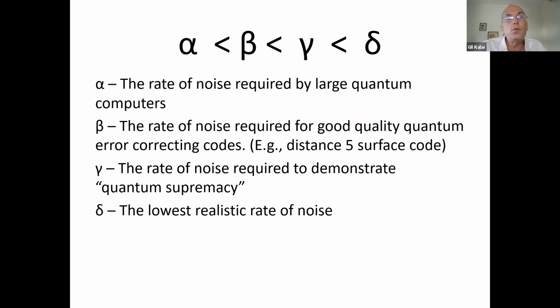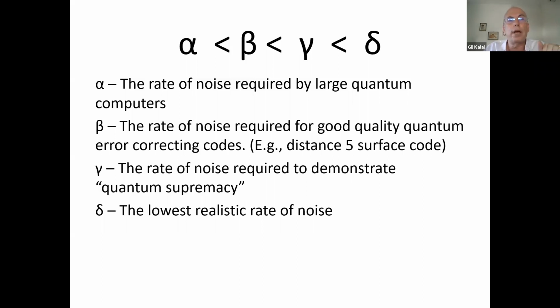And a nice way to describe this idea is that we can talk about four basic parameters of noisy quantum systems. Alpha is the rate of noise required by large quantum computers. Beta is the rate of noise required for good quality quantum error correcting codes, and let's be specific and talk about the distance 5 surface code. Gamma is the rate of noise required to demonstrate quantum supremacy. And delta is the lowest realistic rate of noise. And my argument is based on the strict inequalities that alpha is smaller than beta.